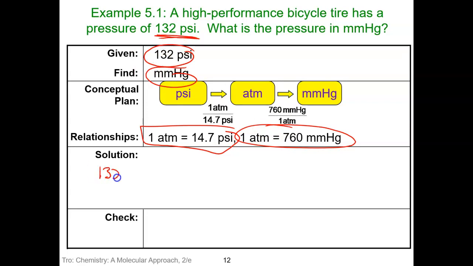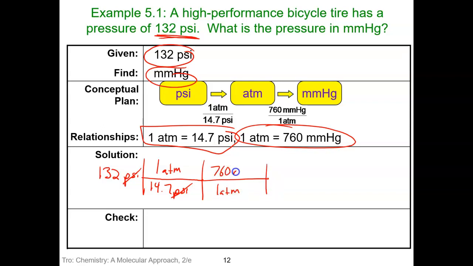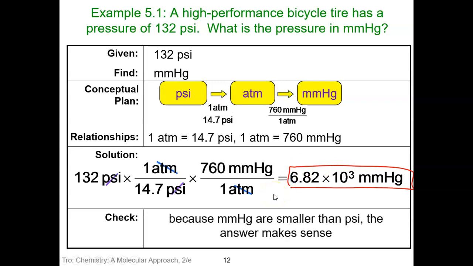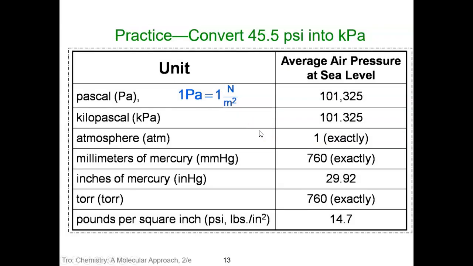So if we have 132 psi, again, the unit we want to get rid of goes on the bottom. 1 atmosphere on the top. 1 atmosphere is 760 millimeters of mercury. So just a quick unit conversion here. And when we do this, we get 6.82 times 10 to the third millimeters of mercury. And again, all of our units cancel out. So this is a cool little conversion you might want to remember, it's kind of all the conversions in one.